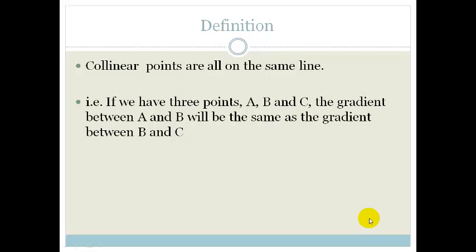And that makes sense because if you think about it, let me just draw something here for you. If you've got three points, A, B, and C, if they're on the same straight line, then the gradient between BC has to be equal to the gradient between AB. Because if it didn't, if for example C sat over here, we'll make the C dashed, then do you see that that can't be the same line because it doesn't have the same gradient? So collinear points are points that are all in the same line.